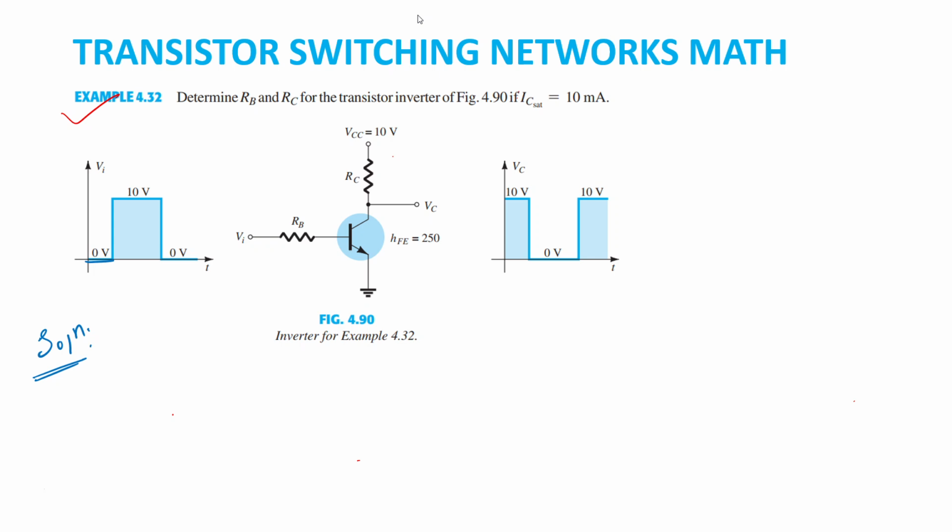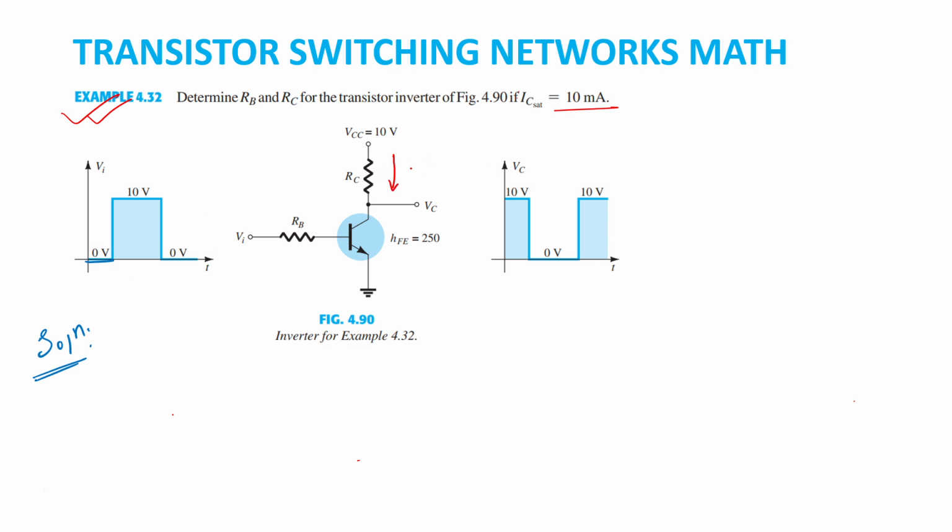So it was a requested video about a transistor switching network math related problem. It is problem 4.32 from Mr. Boylestad's book. So let us solve this problem. Determine RB and RC for the transistor inverter of figure 4.90, if IC, that is the collector current, in saturation is 40 milliampere. So let us find out.